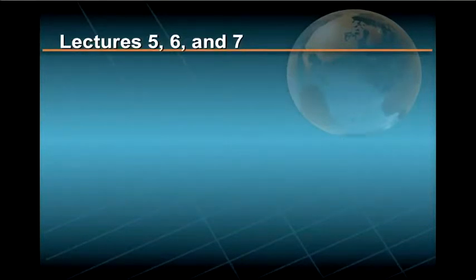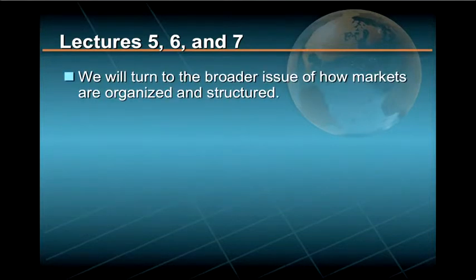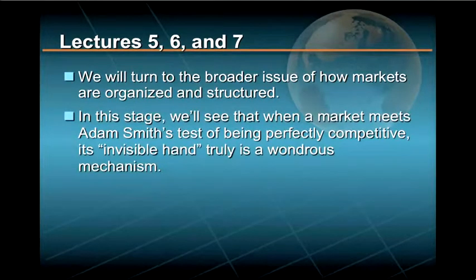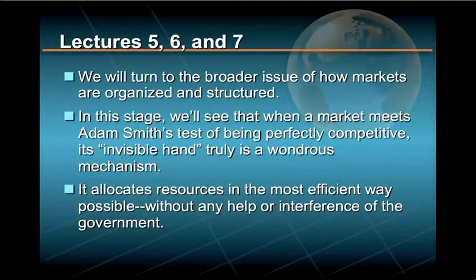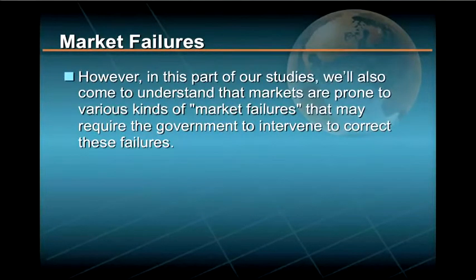In lectures 5, 6, and 7, we will turn to the broader issue of how markets are organized and structured. In this stage, we'll see that when a market meets Adam Smith's test of being perfectly competitive, its invisible hand truly is a wondrous mechanism. It allocates resources in the most efficient way possible without any help or interference of the government. However, in this part of our studies, we'll also come to understand that markets are prone to various kinds of market failures that may require the government to intervene to correct these failures.